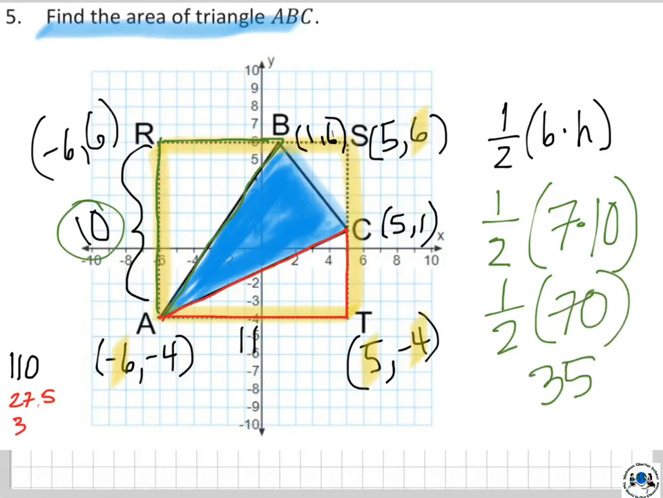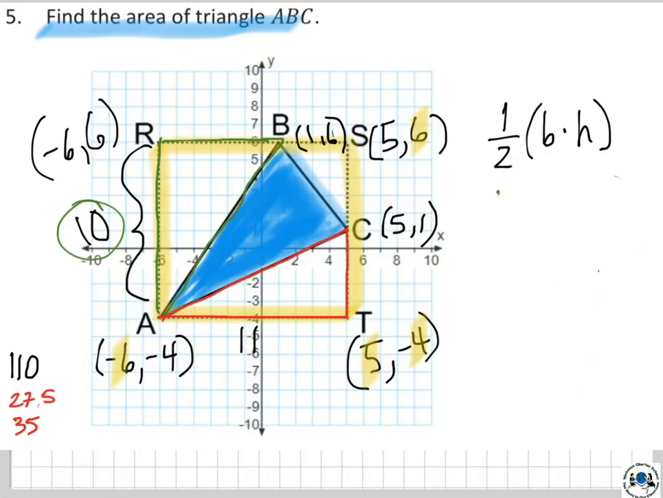And all we need to do is calculate. Half of 7 times 10, which is half of 70, is 35. And again, we put that over to the left as well to keep track. One more triangle to tackle, okay?